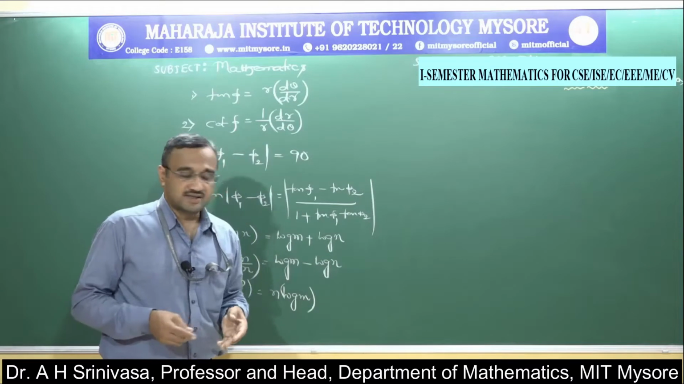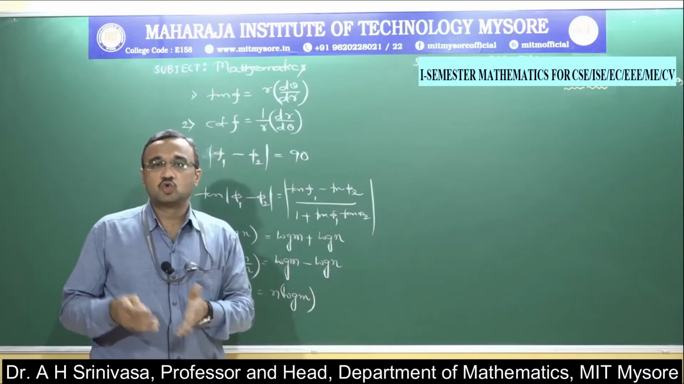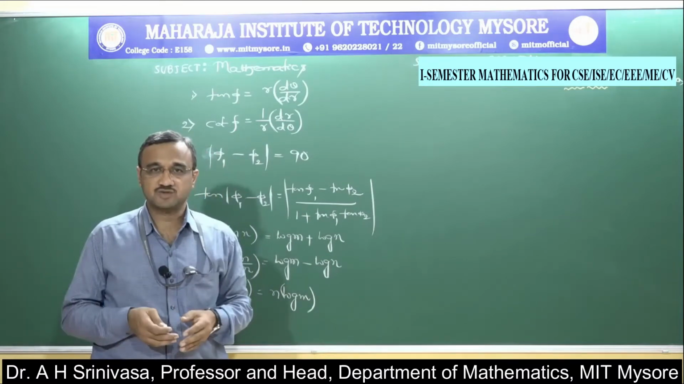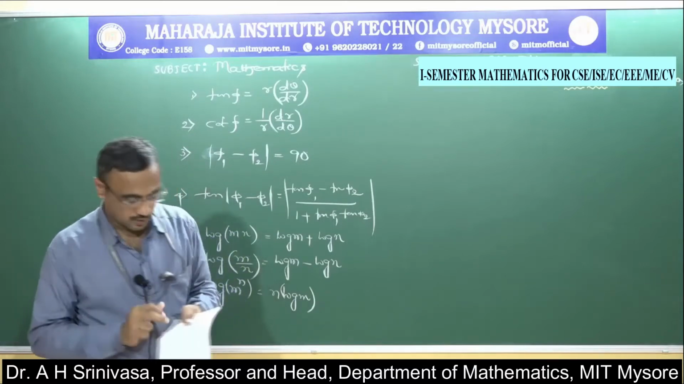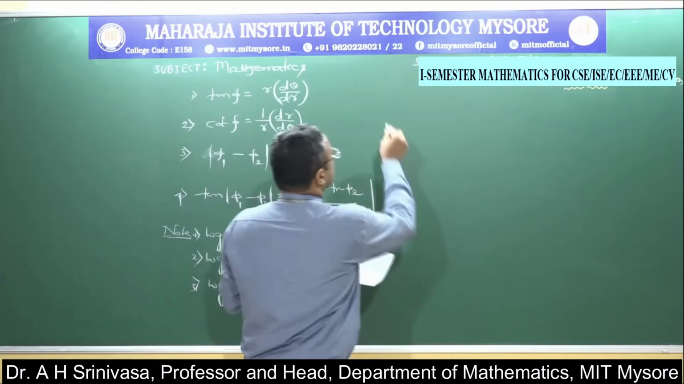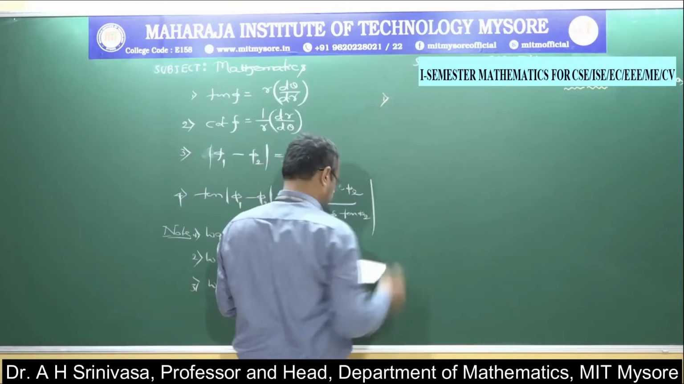They asked like that in the examination: show that two curves intersect orthogonally or perpendicularly. They asked like that. Okay, so I will take some of the problems. So I'm going to solve here now.